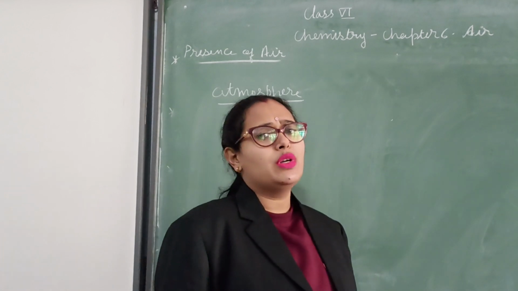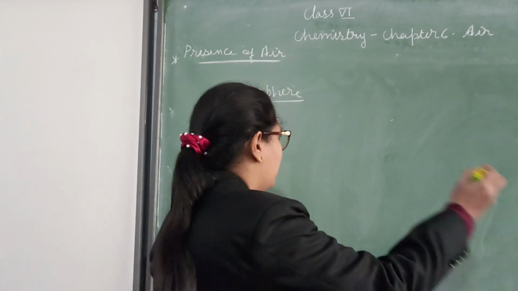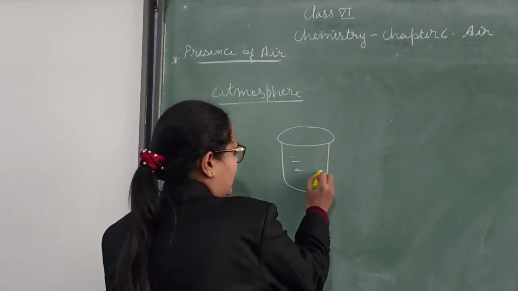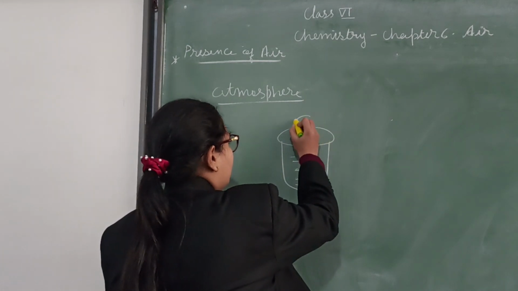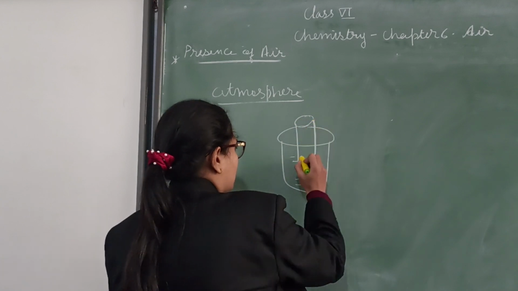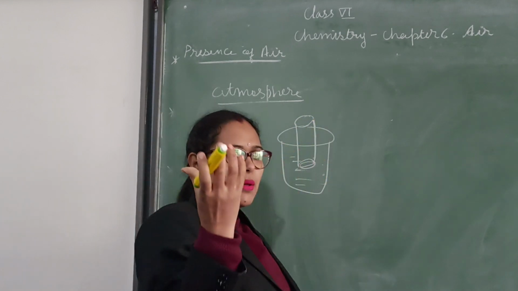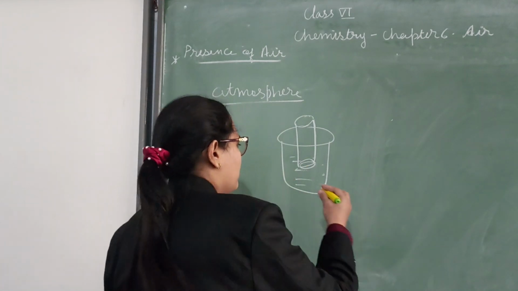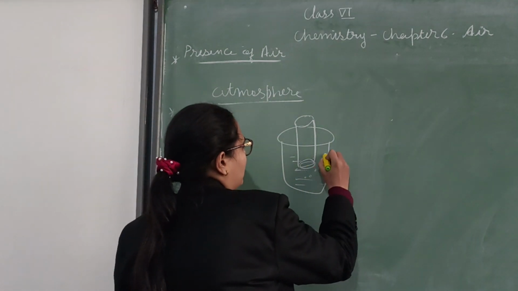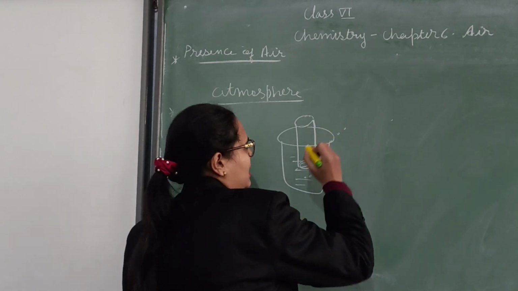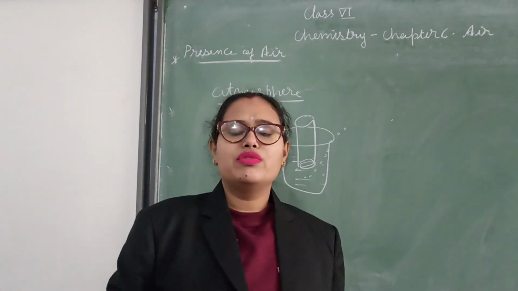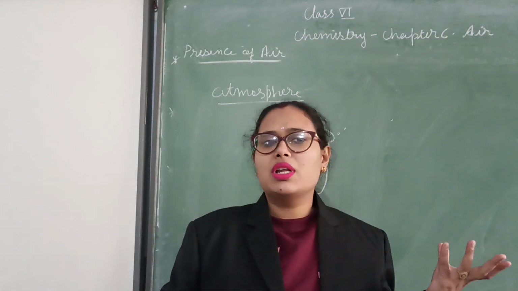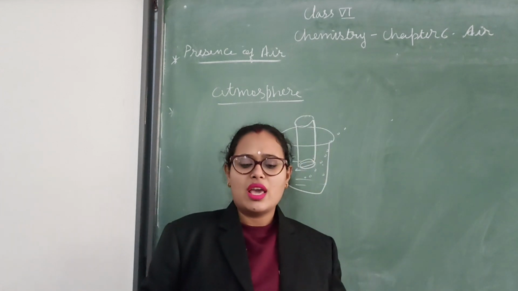If we cannot see air, then how can we say that it is present around us? So for this we will do an activity in which we will take a tumbler full of water. This tumbler has water filled inside it. We will take an empty glass and we will invert it inside the tumbler. We will see the air bubbles are coming out, which shows that the empty glass was not empty actually, but it has air.